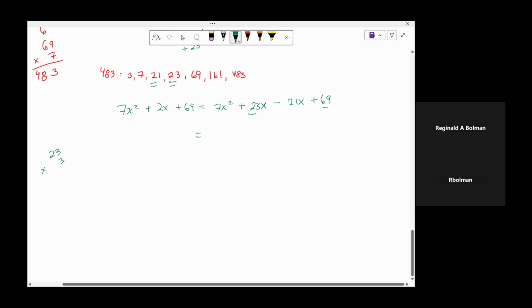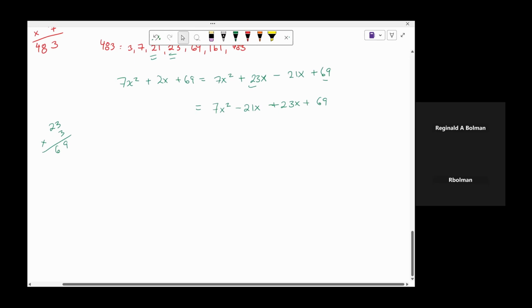23 times 3. 3 times 3 is 9. 3 times 2 gives you 6. So I actually need to do a little bit of rearrangement here, guys. I'm going to rearrange my terms real quick. I'm going to switch the order. My 21, I'm going to move it forward, and I'll put my 23x next to the 69, because that way I'll have my factors straight.